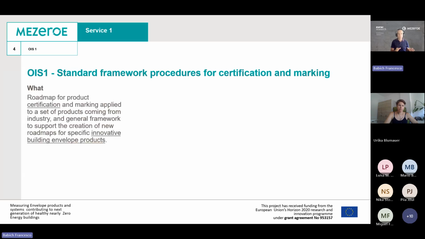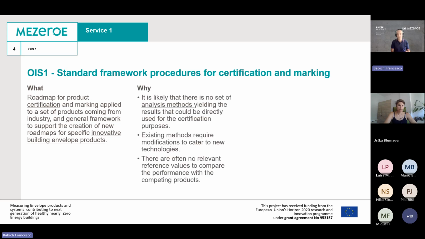Open Innovation Service 1 is supposed to support the certification and marking of products coming from industry and in general to create a framework to support the certification and marking of innovative building envelope products. And why we thought this was needed? Because the analysis methods that are used typically might not fit very well or might not capture in full the performances of very innovative products.